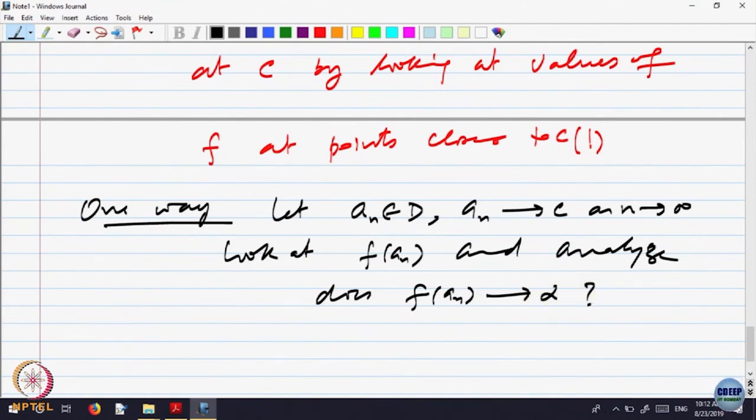So what we are saying is, look at sequences in the domain which converge to C, right? And look at the image sequence for those points f of an. If they all converge to some value, then that value could be a suitable value, right? As I am approaching the point C, I am approaching the value alpha.